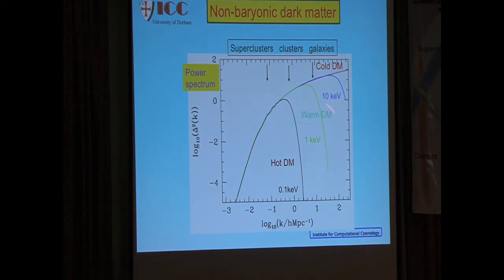For example, a sterile neutrino would have a cutoff in between those two. And this, I should say, is not ruled out. On the contrary, there's quite a lot of interest in trying to investigate whether we can find measurable differences, in the galaxy distribution for example, or in the galaxy luminosity function, between the predictions of cold and warm dark matter.